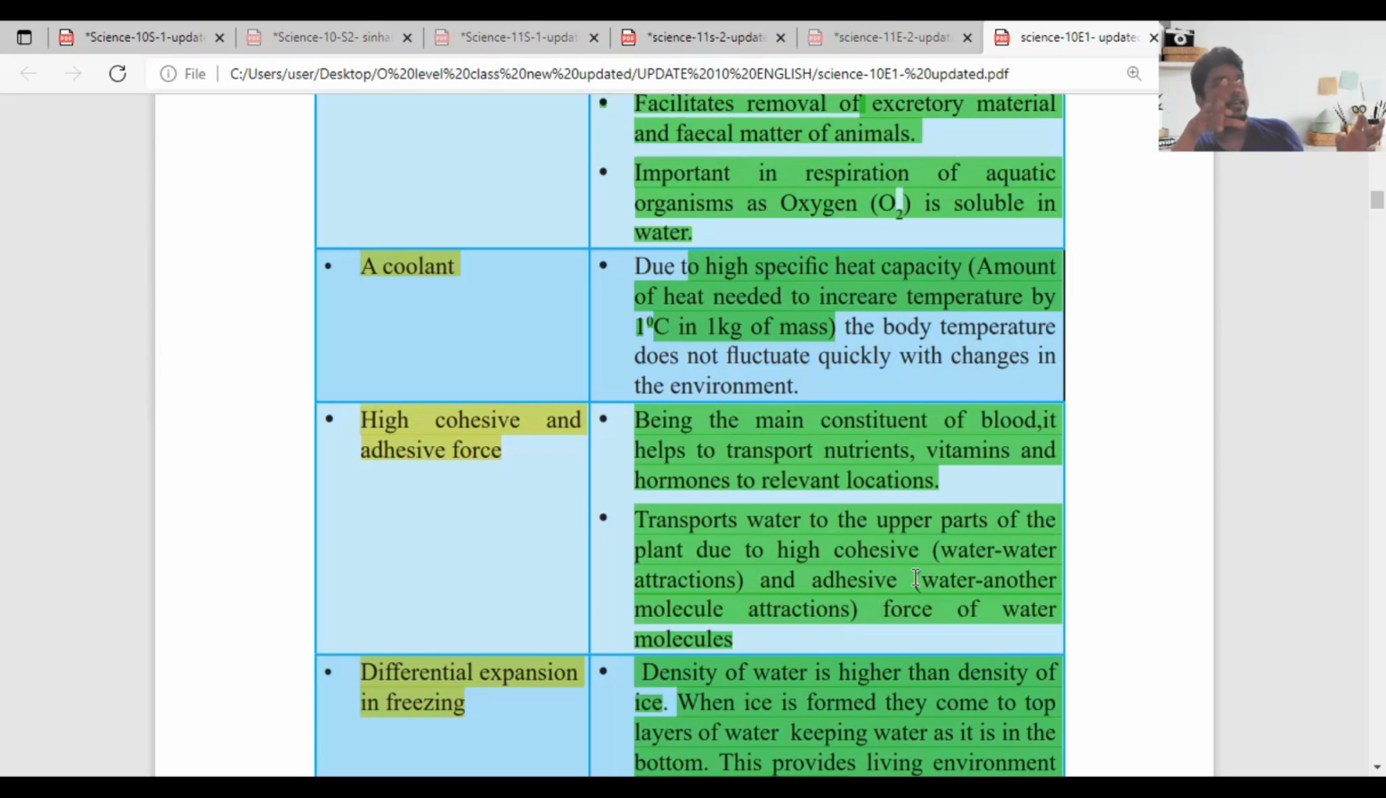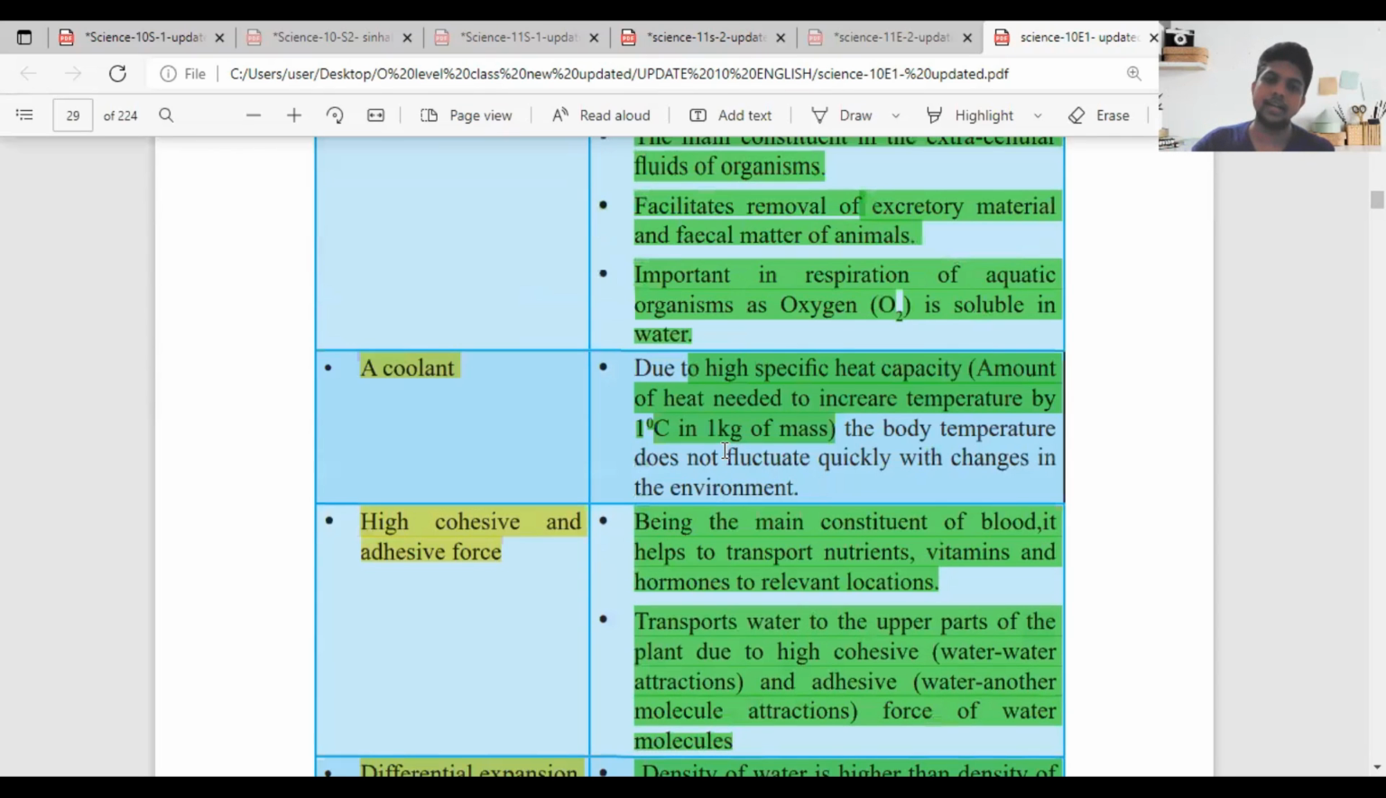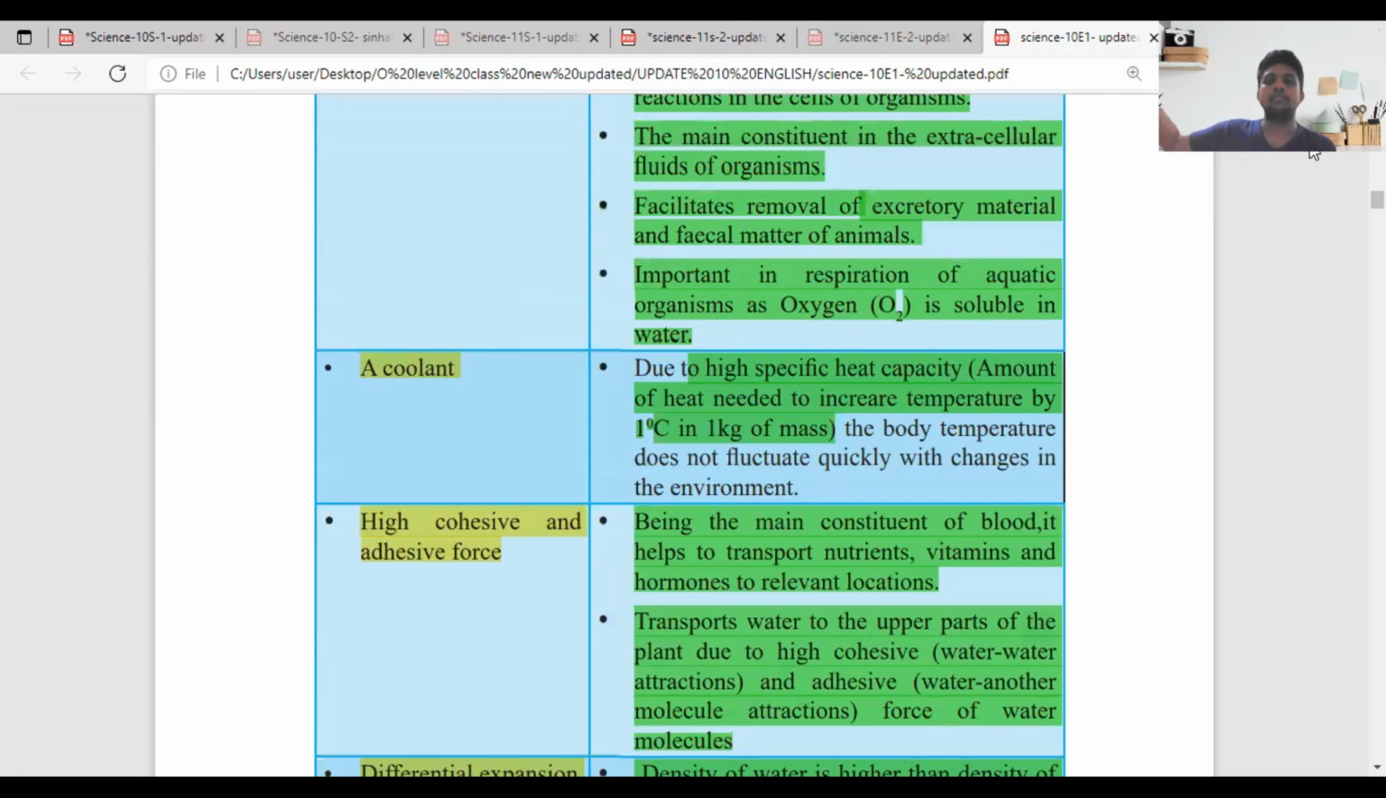So if we want to cool down, we have to remove a high amount of heat. If we want to increase the temperature, we have to give a high amount of energy. For our body temperature, there are two types of animals, warm-blooded and cool-blooded. Warm-blooded animals maintain a specific temperature within their body. But cool-blooded animals' body temperature differs with the environmental temperature. So warm-blooded animals have to maintain a constant temperature within their body.